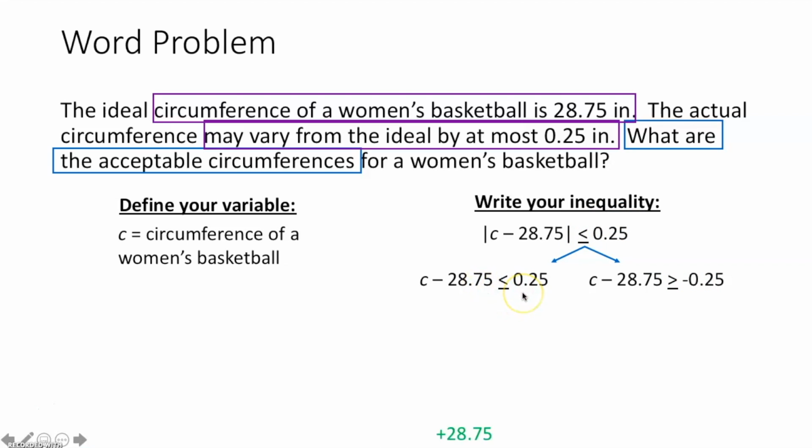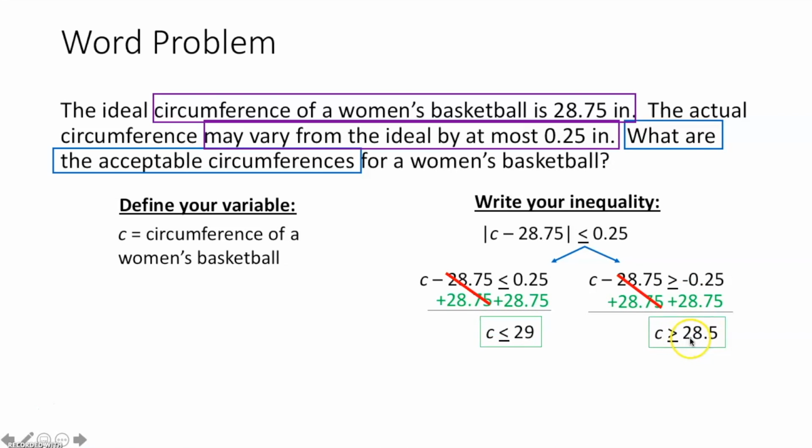Now we solve each of these separately. Add 28.75 to both sides. These cancel out. You get C is less than or equal to 29. Over here, add 28.75 to both sides. You get C is greater than or equal to 28.5. Now I decide, is this an "and" or an "or" statement? So I go back to where the absolute value was by itself on the left side of the inequality, and you can see it's a less than. Less than means it's an "and" compound inequality, meaning we can write it as an "and" compound inequality. So 28.5 is less than or equal to C, which is less than or equal to 29.